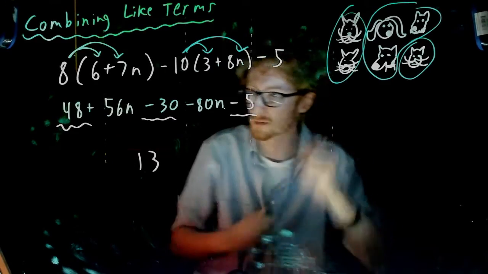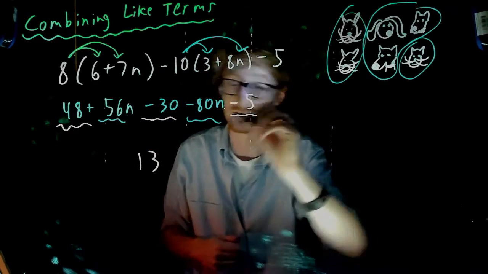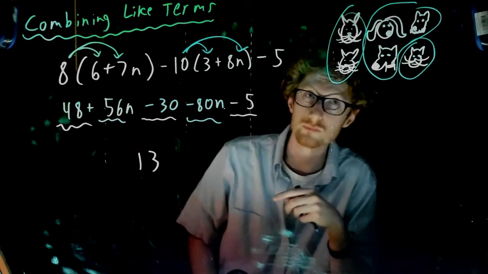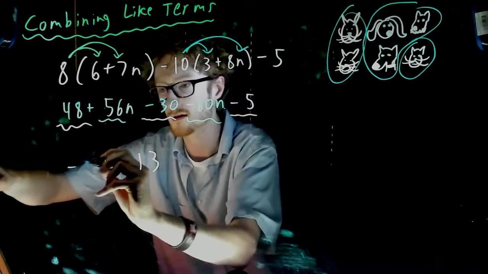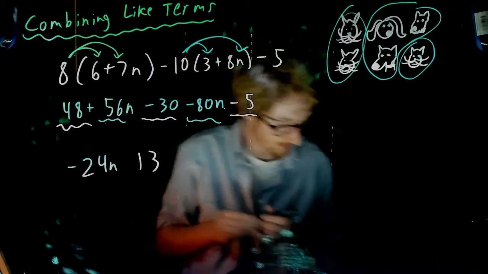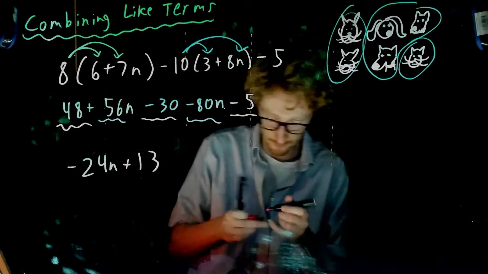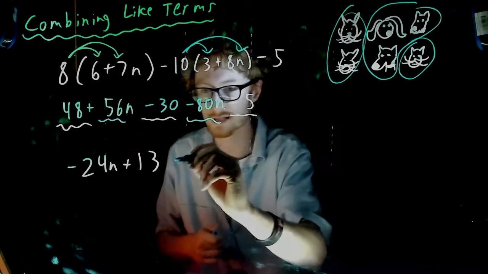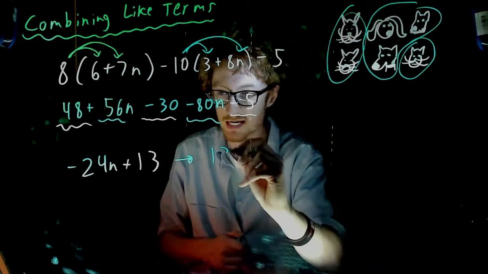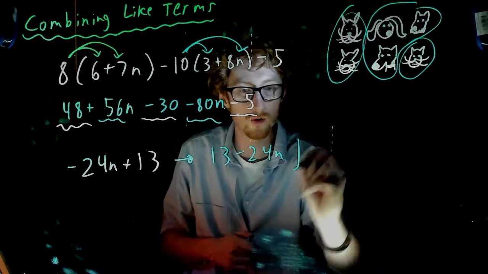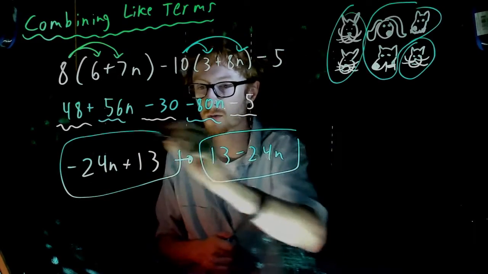And then, what do we do with the other one? Well, there's some other things here we can combine. The 56 take away 80. This is going to get into the negatives, okay? This will be negative 24n. Now notice how I wrote this. I'm going to put a plus sign here. Some people write it like this, other people write it a different way. They say 13 minus 24n. They're both interchangeable, okay? I don't care which way you write it.